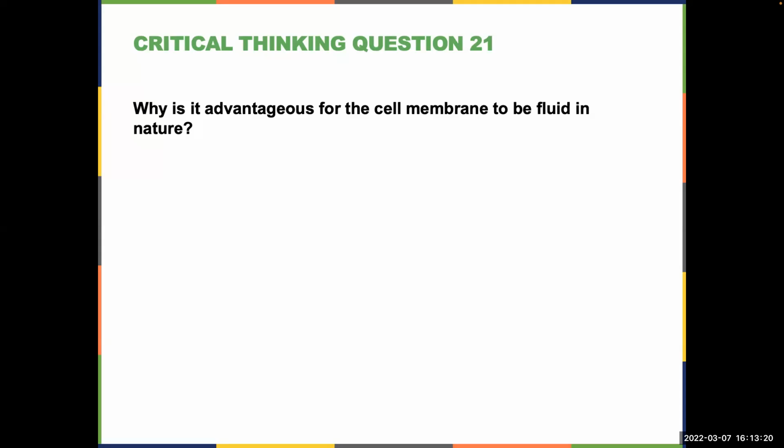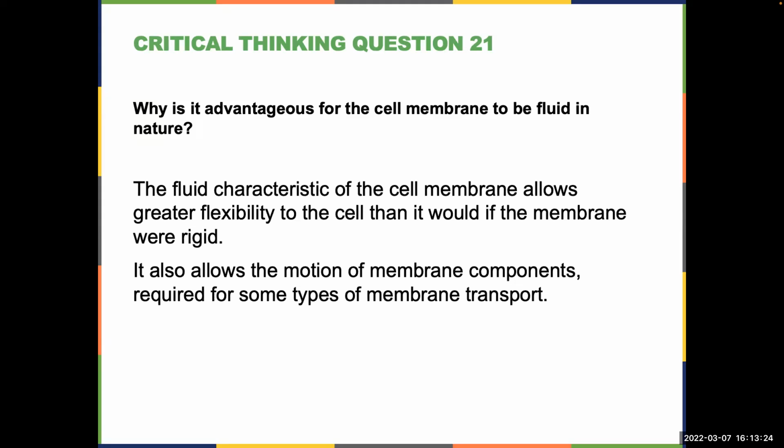Okay, did you pause the video? Did you answer the question? Okay, so the fluid characteristic of the cell membrane allows greater flexibility to the cell than it would if the membrane was rigid. It also allows the motion of membrane components. Remember that mosaic of all those components embedded in the membrane? It allows things to move around. And sometimes this movement is also required for membrane transport, like the bulk transport we just saw.